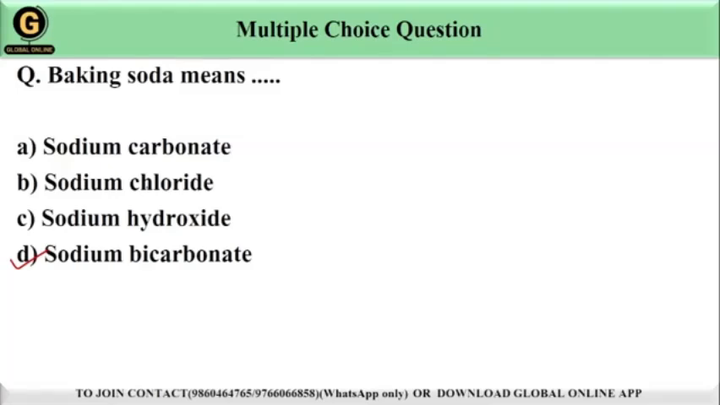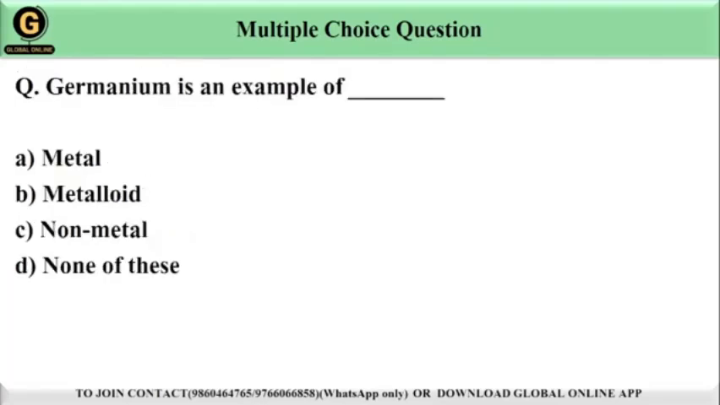Next is germanium is an example of dash dash. We have options here. Option A, metal. Option B, metalloid. Option C, non-metal. Option D, none of these. The correct answer of this question is option B, metalloid, because germanium is classified as a metalloid. It has characteristics of both metals and non-metals. It is a semiconductor conducting electricity better than non-metals but not as efficiently as metals. So the correct answer is option B, metalloid.